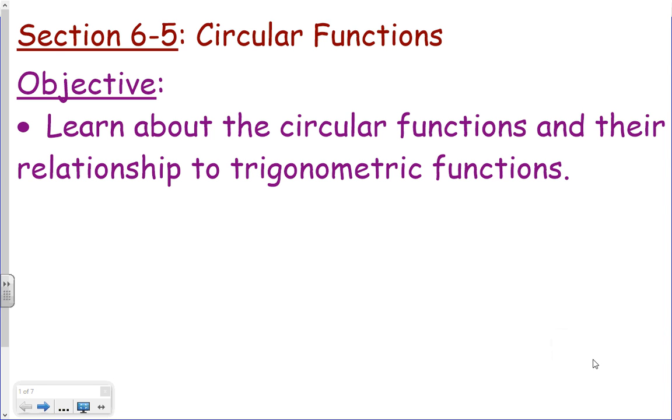All right, open up your book to section 6-5. We're on page 307 in your book. The title of this section is Circular Functions, and the objective is to learn about the circular functions and their relationship to our trig functions.